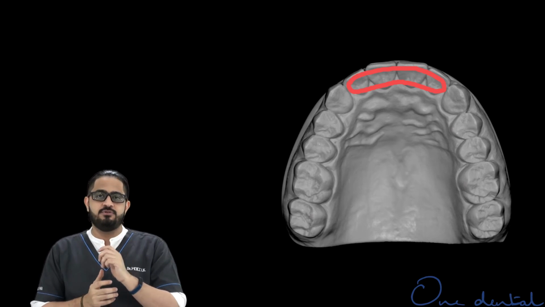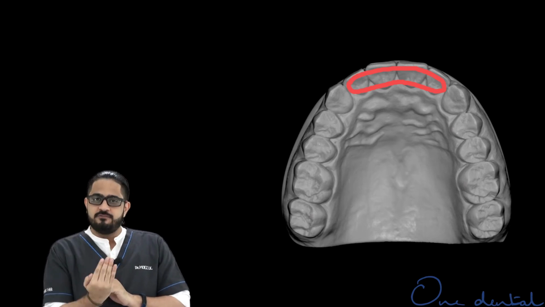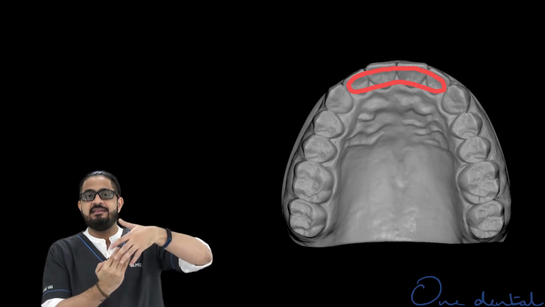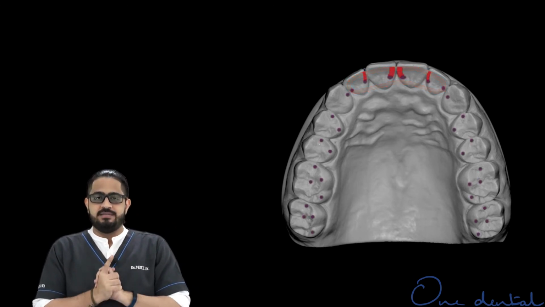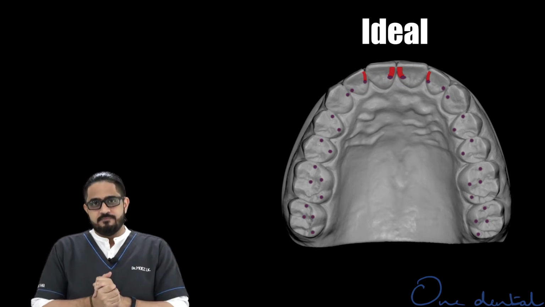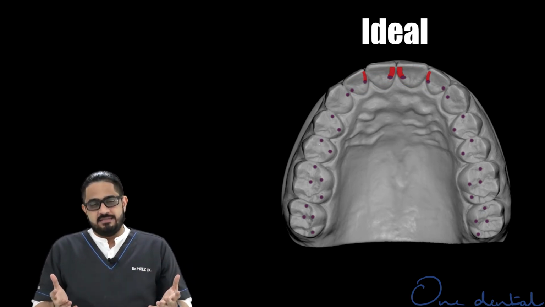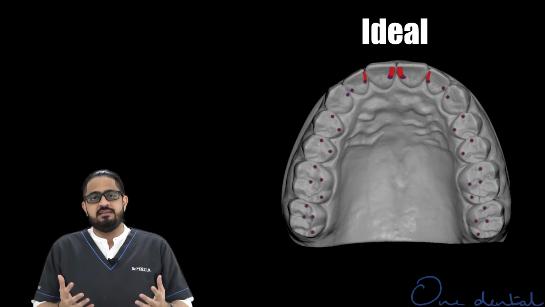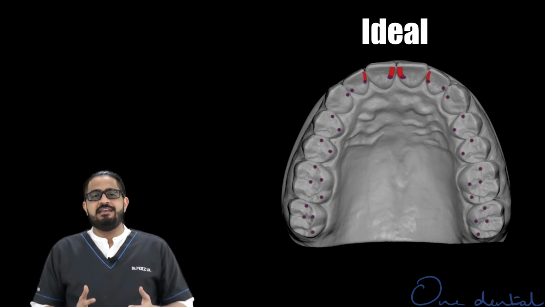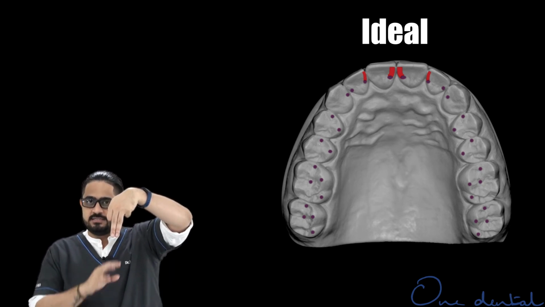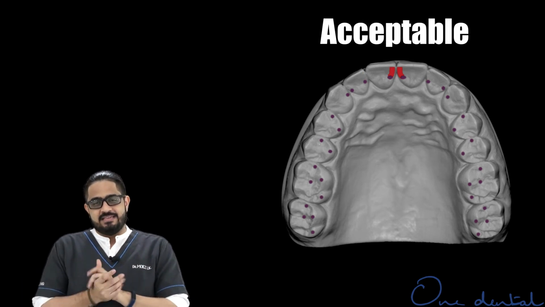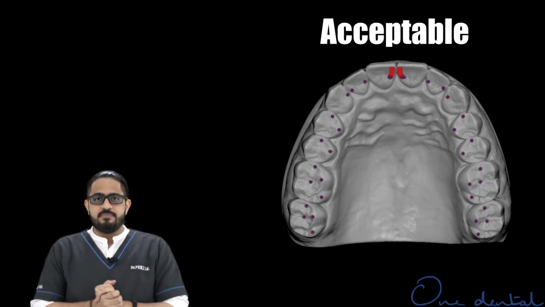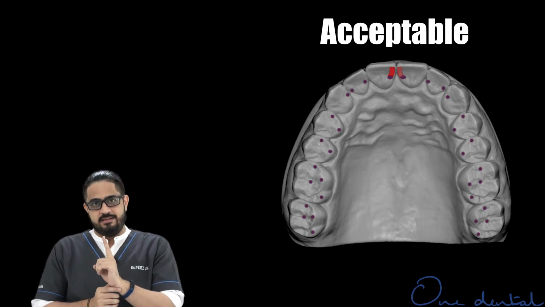What is the ideal protrusive guidance pattern? All the four lower incisors are being guided by the palatal surfaces of all the four upper incisors. That's ideal. Not always does that exist. Should I run behind achieving it if I am doing a full mouth rehabilitation case? No. Even if I can get two central incisors to guide the lower incisors, that is absolutely acceptable. What is not acceptable? If only one single incisor is guiding.